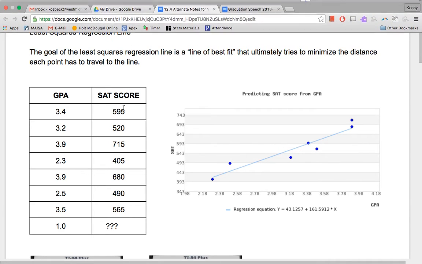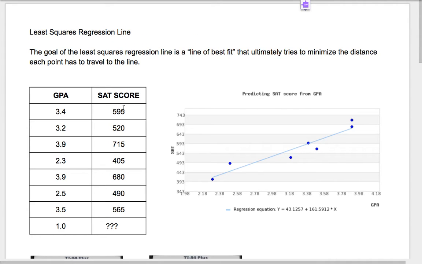So we're looking at the least squares regression line here. And that's kind of our next part to scatter plots. Now, the least squares regression line is nothing more than the line of best fit. That's really all it is. It's the line of best fit. Its ultimate goal is to try to get as close to all the points as possible.